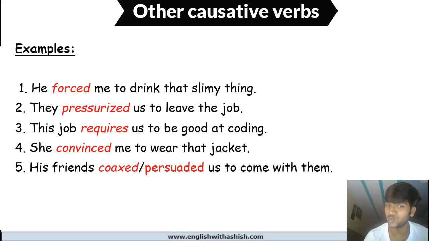She convinced me to wear that jacket. She convinced me to wear the jacket. His friends coaxed or persuaded us to come with them. Coaxed, or persuaded, convinced us to come with them. But the main causative verbs are make, let, have, and get.